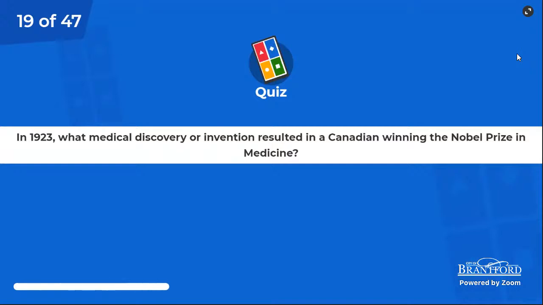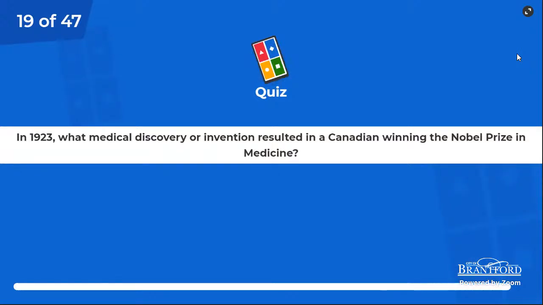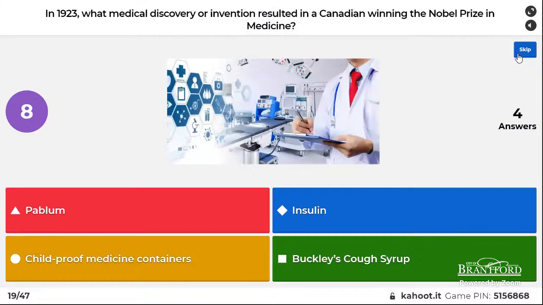Next question. In 1923, what medical discovery or invention resulted in a Canadian winning the Nobel Prize in Medicine? Pablum, insulin, childproof medicine containers, or Buckley's cough syrup?